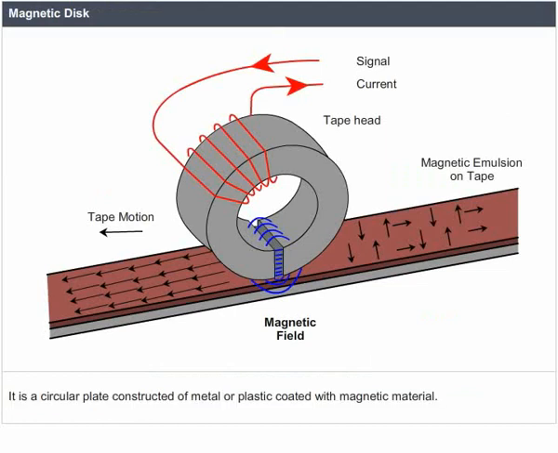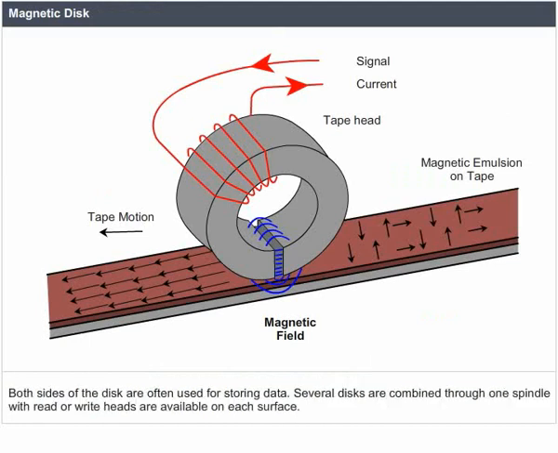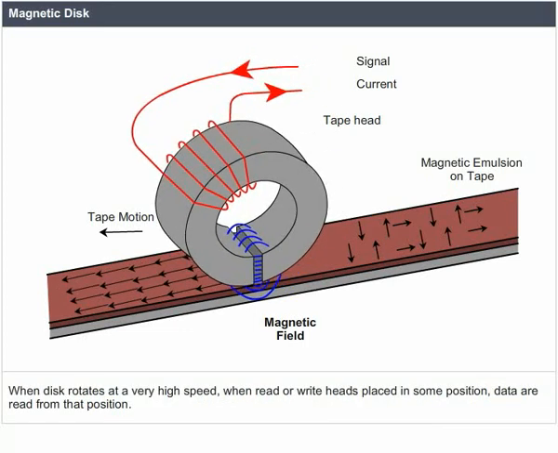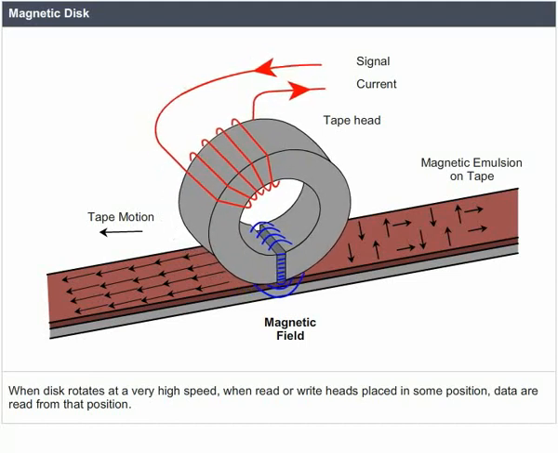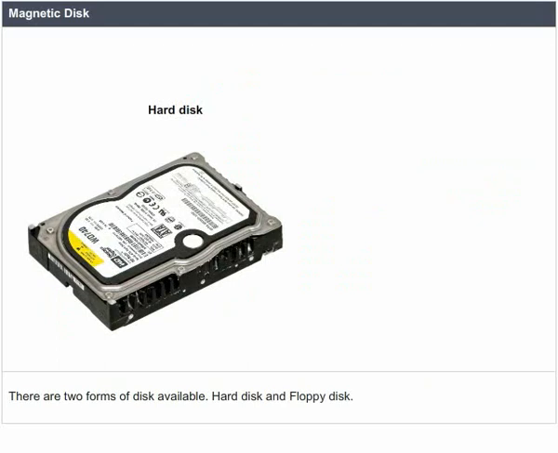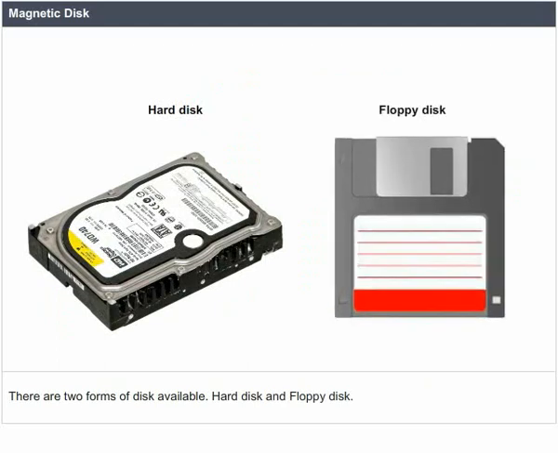Magnetic disc. It is a circular plate constructed of metal or plastic coated with magnetic material. Both sides of the disc are often used for storing data. Several discs are combined through one spindle, with read or write heads available on each surface. When the disc rotates at a very high speed and the read or write heads are placed in some position, data are read from that position. Bits are stored on the magnetic surface in concentric circles known as tracks. Each track is divided into a number of sectors. There are two forms of disks available: hard disk and floppy disk.